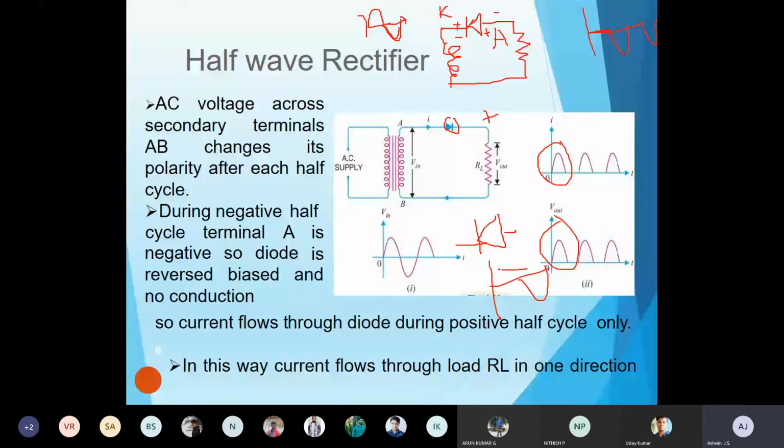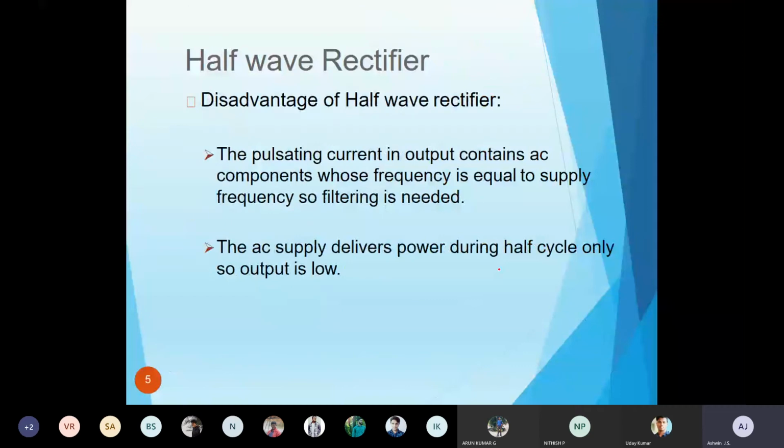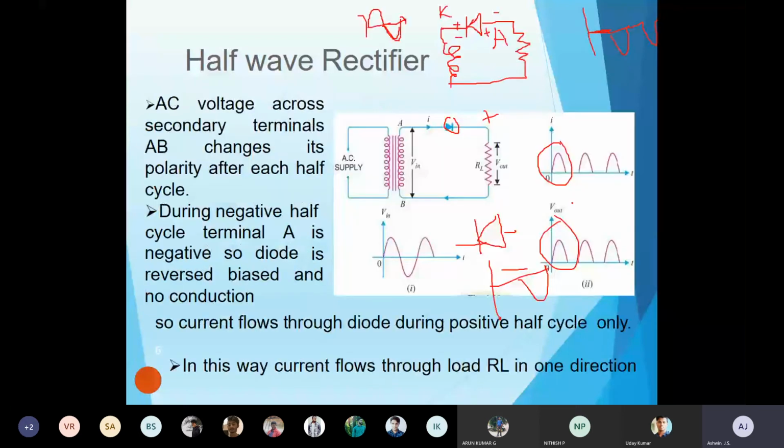So here they have given the disadvantages. As I just told, the pulsating current in the output contains an AC component whose frequency is equal to the supply frequency. So filtering is needed. Listen here. If you go back, the current is like this, so it keeps on oscillating. Surely you have to apply a filter. A filter is nothing but a capacitor.